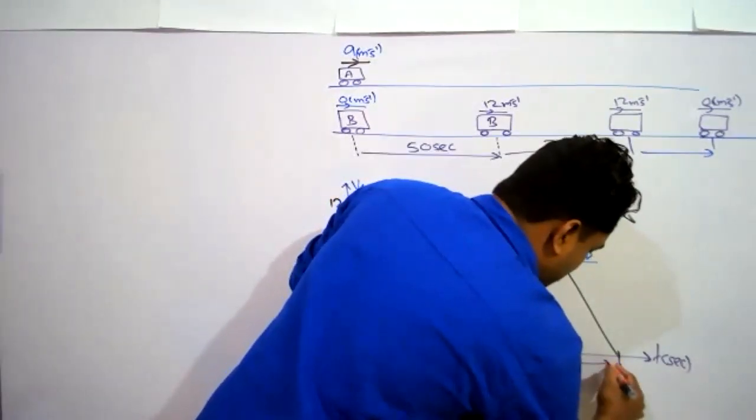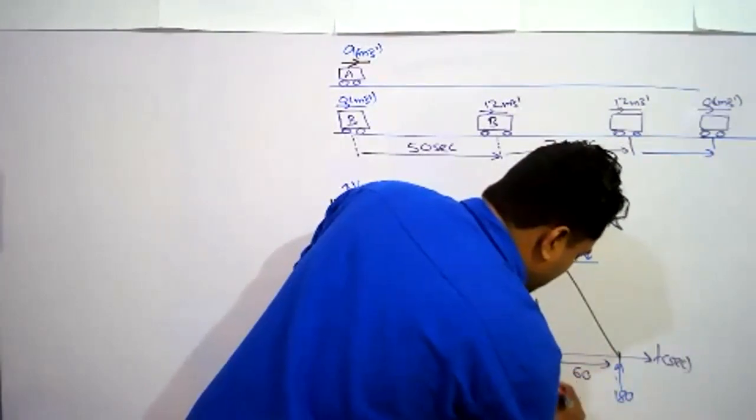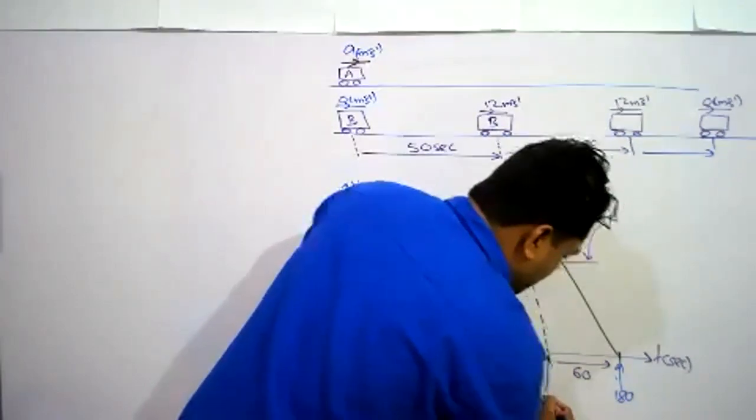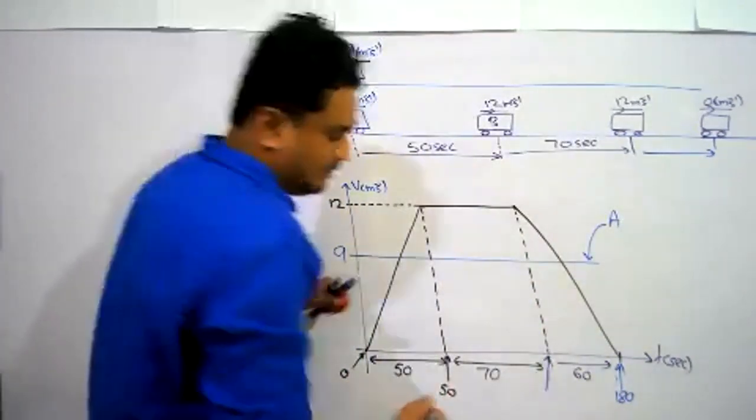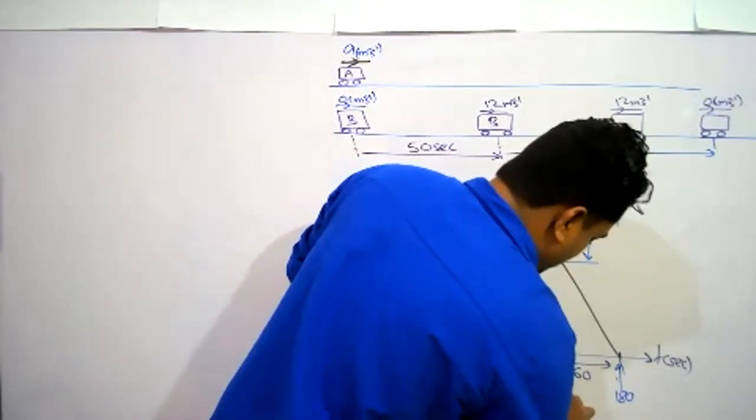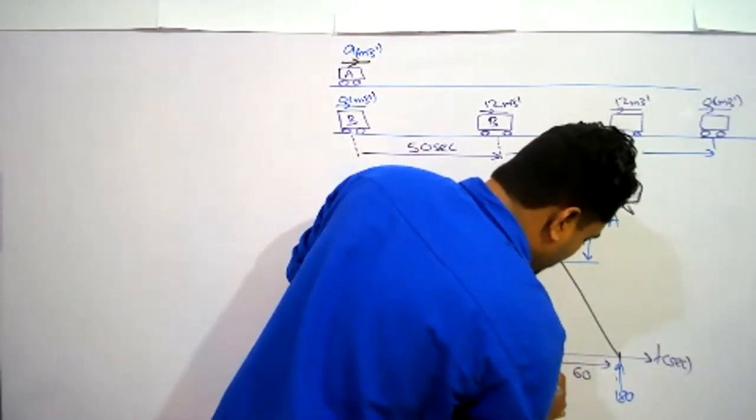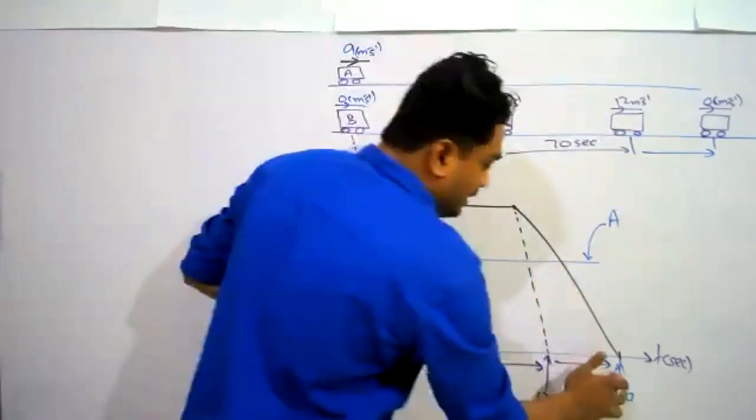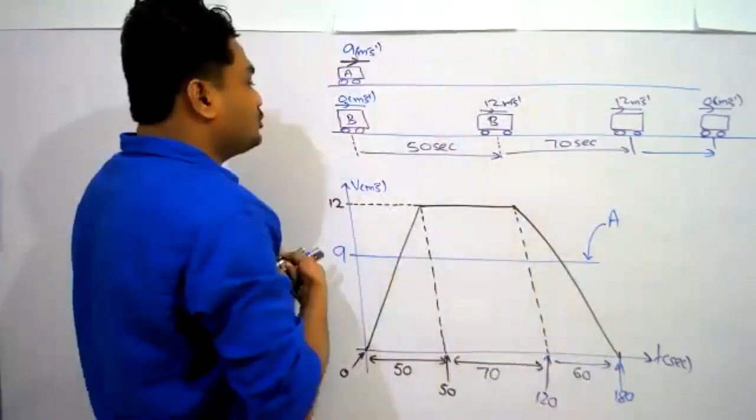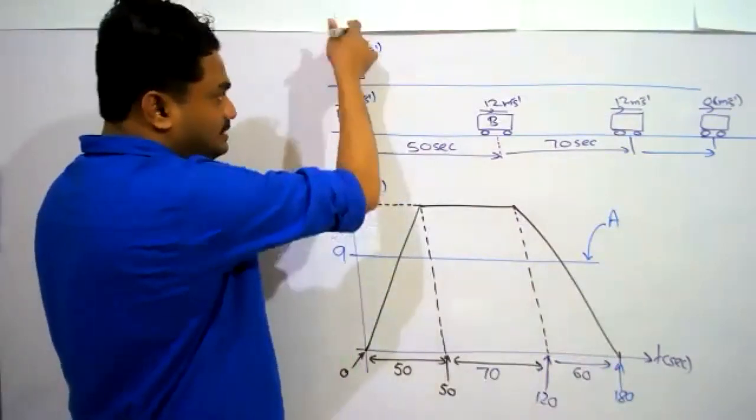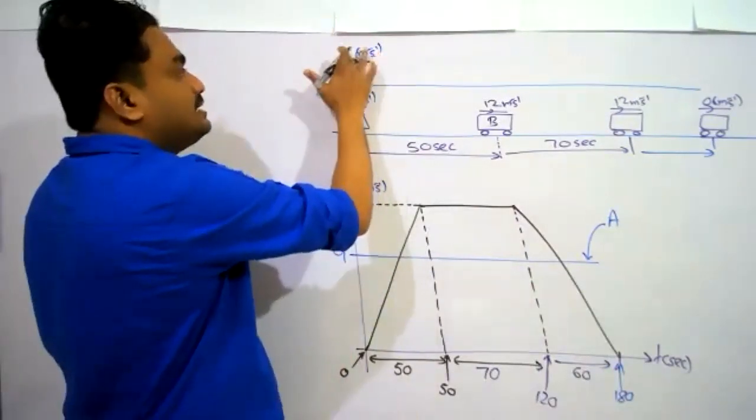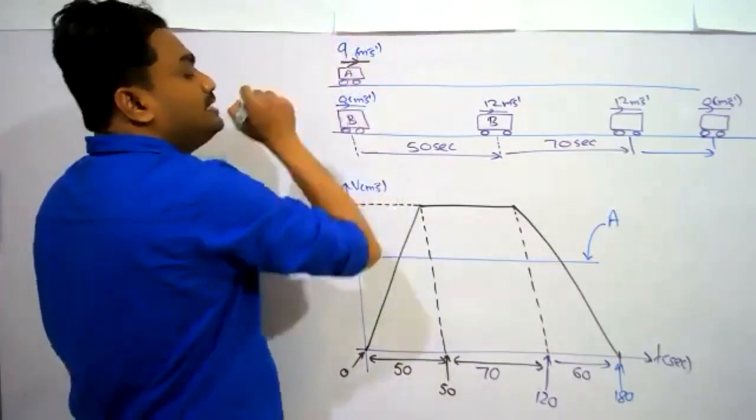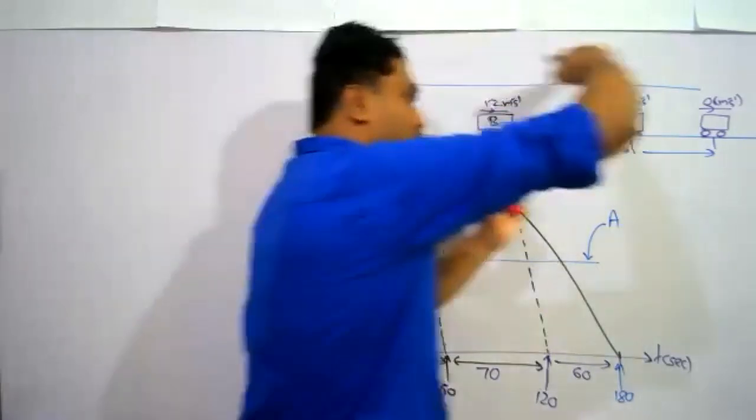So this should be 60 because this is 120. Yes, right. So the story of B is very, very clear. It's very easy to understand. Both vehicles start to move at the same point. The difference is B starts to move from rest, A starts to move with 9 meters per second, and it continues the motion like this.